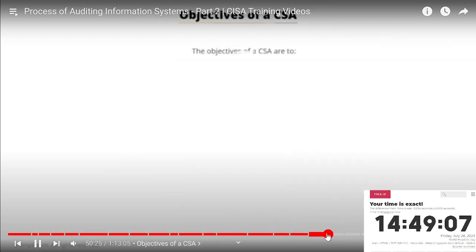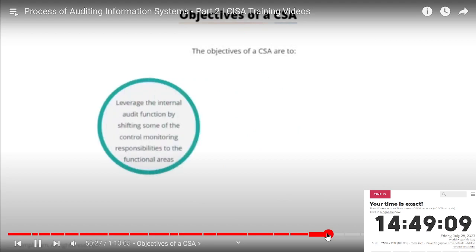What are the objectives of a CSA? Well, let's start with leveraging the internal audit function. We should have some level of internal audit functionality, even if we periodically and routinely.